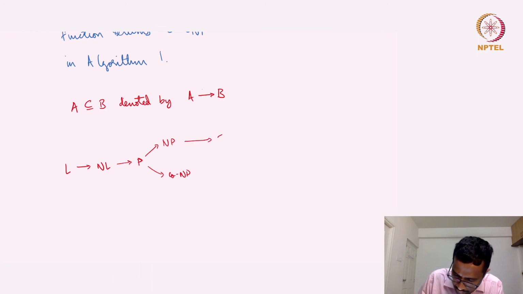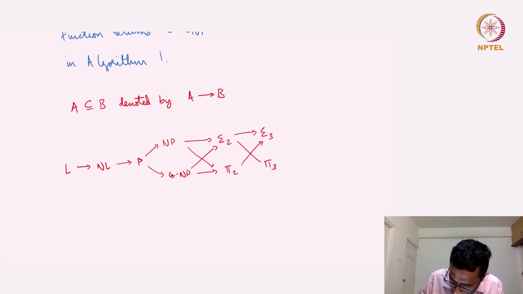We saw NP is contained in sigma 2. Co-NP is contained in pi 2, co-NP is contained in sigma 2, NP is contained in pi 2, sigma 3, pi 3. So notice that if P is in NP and NP is in sigma 2, it automatically implies that P is in sigma 2, right? And so on, right? So you can write pi 4, sigma 4, everything, and so on.